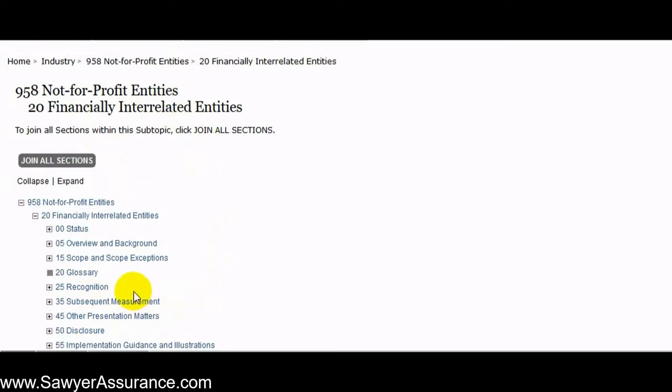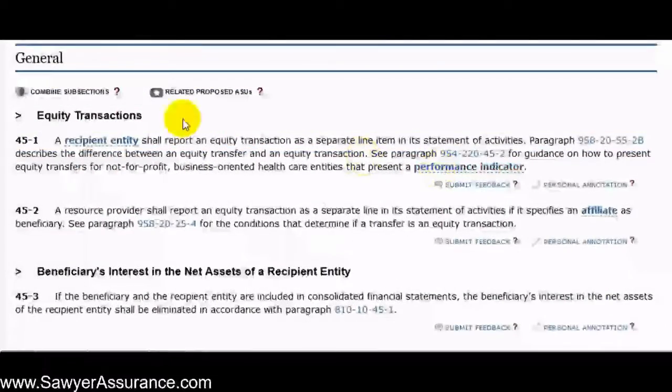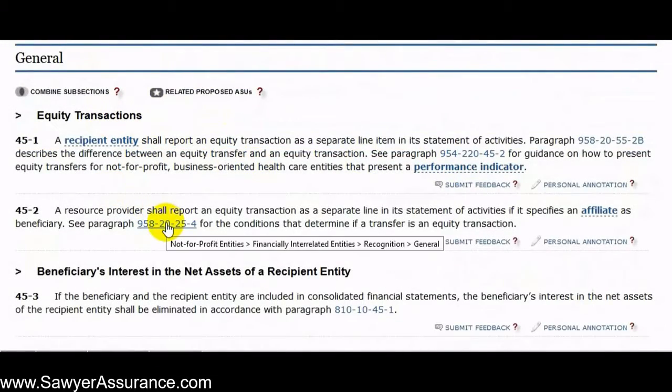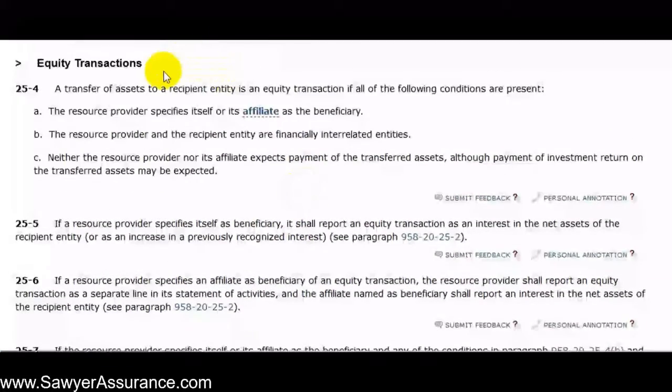This basically builds upon these other sections and gives us a high-level summary of how things should be presented at each period end. First we'll look at equity transactions. Before we get into these, I'd like us to go back to section 25.4, where it describes what an equity transaction is. Once we review and refresh our memory on this, we'll better understand the other presentation section.